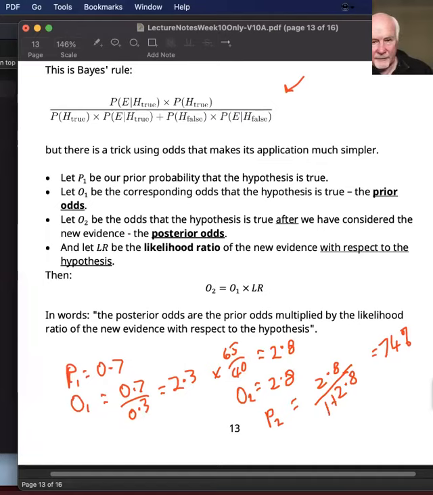So just work through those yourselves and correct me if I'm wrong. I've done a bit of rounding there, so there'll be a little bit of rounding error and all of that. Actually, there's no rounding error.